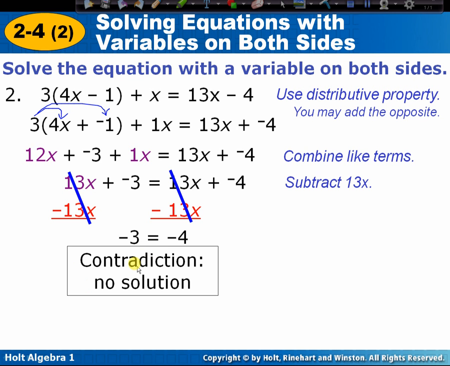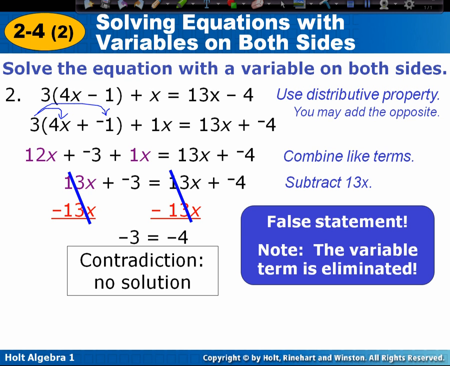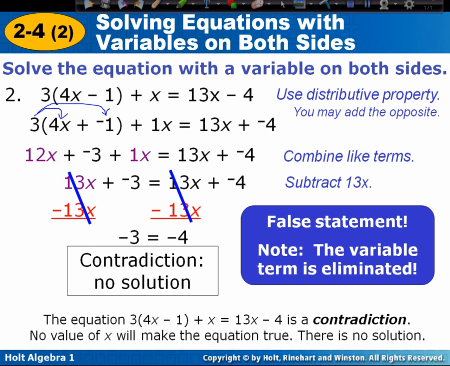The good news is if we don't have a solution, we don't have a solution to check. So you do not have to check this one. It's a false statement, and it says the variable term is eliminated. It says it's a contradiction, so no matter what value we pick for x, it is not going to be a true statement and will not check.